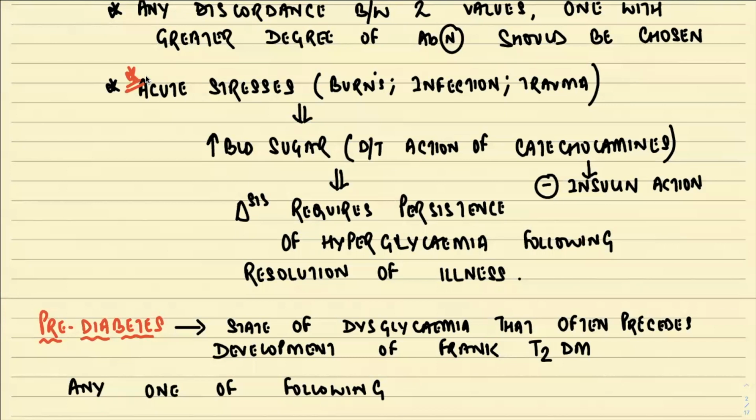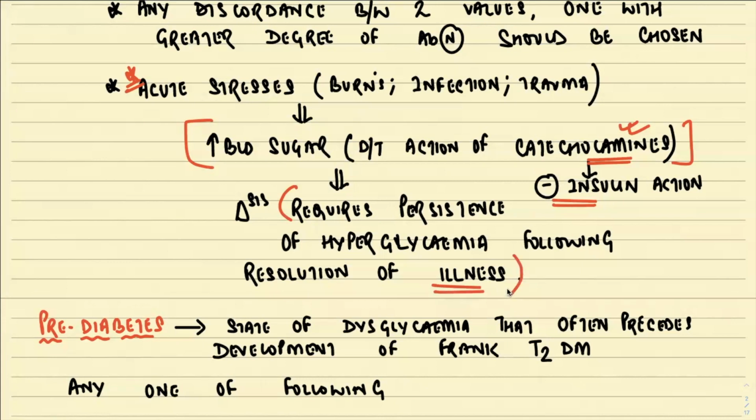Why? Because any kind of acute stress, whether emotional or physical, tends to increase blood sugar levels because of the action of catecholamines, the stress hormones that we know. Remember, the catecholamines released in an acute situation tend to inhibit the activity of insulin. As a result, in any acute situation, we should not diagnose the case. The diagnosis of diabetes requires persistence of hyperglycemia following the resolution of the acute stress.